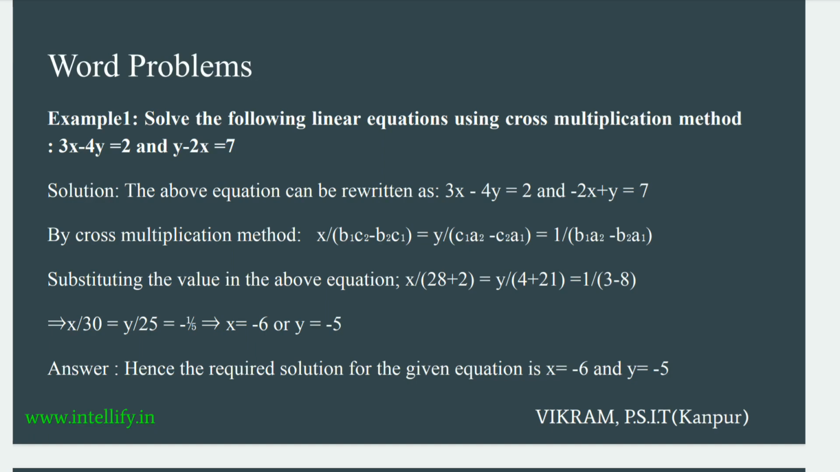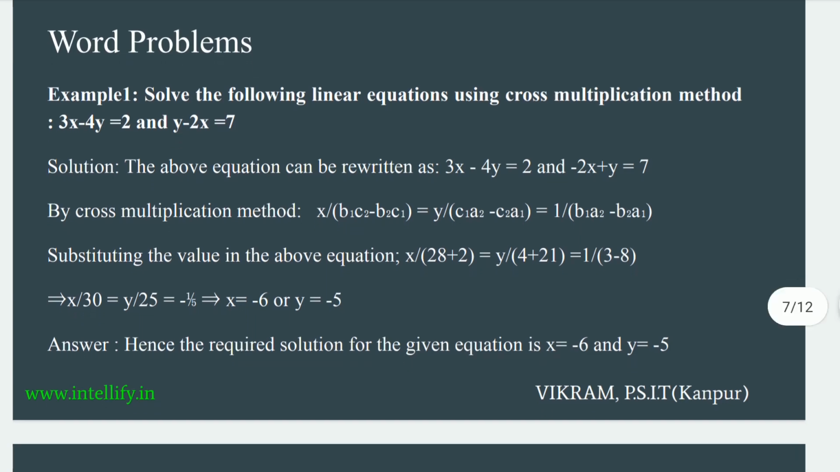So we are given a pair of linear equations. The first equation is 3x minus 4y is equal to 2 and the other equation is y minus 2x is equal to 7. So using the cross multiplication method, x upon b1 c2 minus b2 c1 is equal to y upon c1 a2 minus c2 a1, right? So it would be equal to 1 upon a1 b2 minus a2 b1.